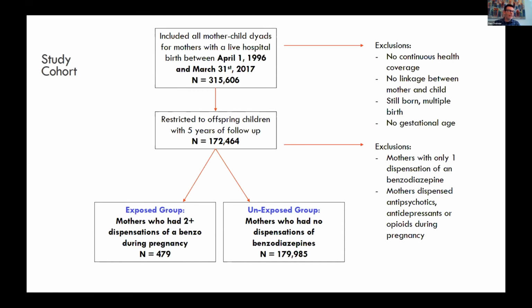And in the end, we ended up with 479 women that had exposed to 2 or more benzodiazepine prescriptions during pregnancy. You may ask why 2? The reason we want 2 or more is that we only have dispensation data. And so if you get dispensed a benzodiazepine, it doesn't mean that you took any of them. But if you get dispensed a second benzodiazepine, you probably took all of the first one. So it's a little bit of a measurement error correction there to make sure that we've got an exposed group, and the unexposed group numbered in the thousands.